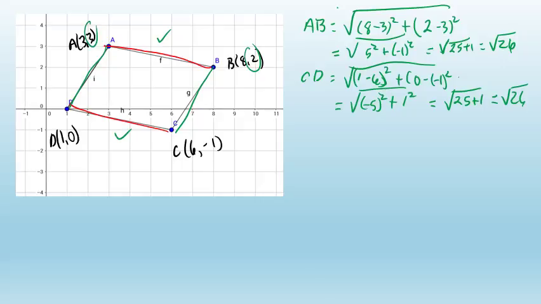Now we're going to check AD, and then we'll check BC, and hopefully they're going to be congruent, and we can say that this is a parallelogram. This quadrilateral is a parallelogram. So let's look at AD.